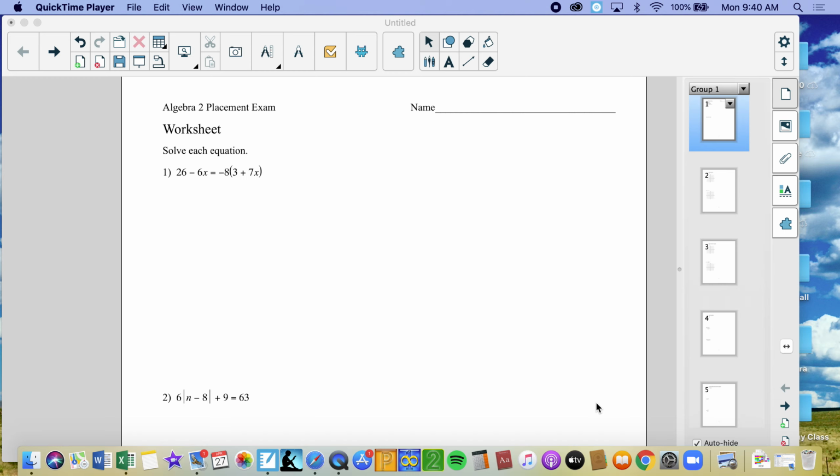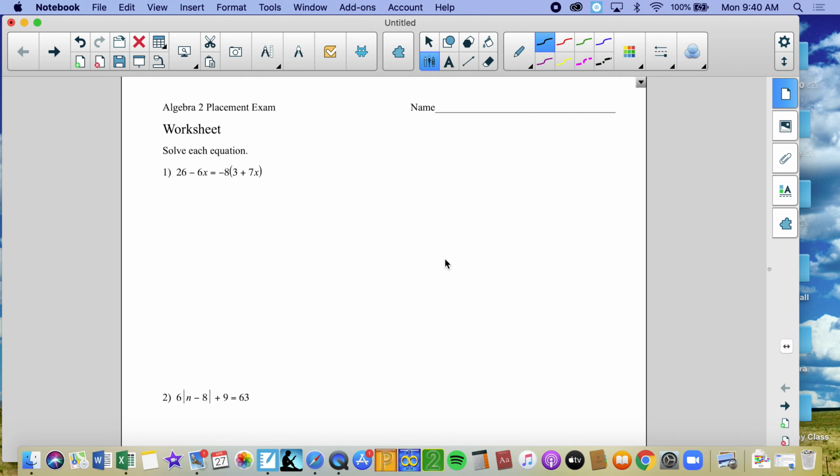Here we go. This is good for students who are looking to test out of Algebra 1 or to test into Honors Algebra 2. This is a comprehensive worksheet that goes over all of the Algebra 1 concepts, and some of these Algebra 1 concepts are also in Algebra 2. So let's start with the first one, solving for the variable.